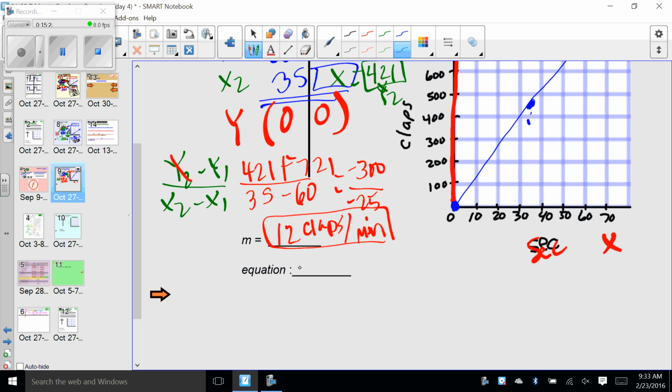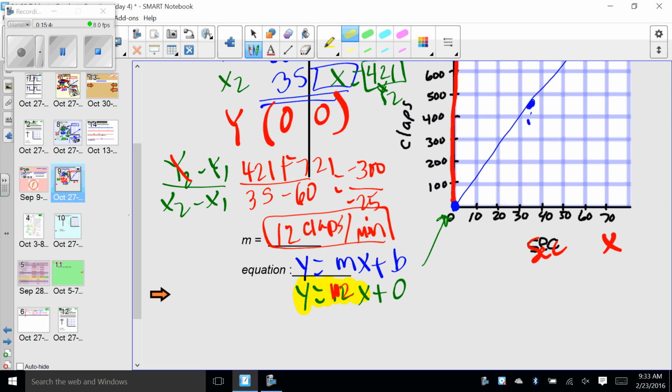Our equation then is y equals mx plus b. So we have y equals, the slope is 12, x, plus, and the y-intercept, of course, is plus 0 because we're beginning at 0. If we haven't started the clock, he hasn't clapped yet. So our equation then is y equals 12x.